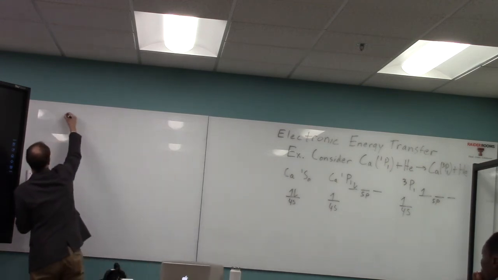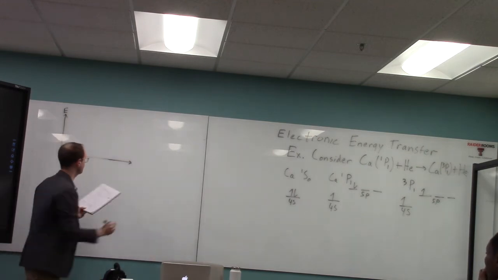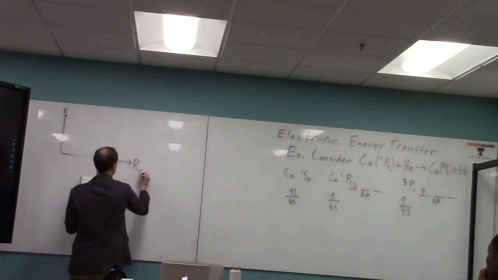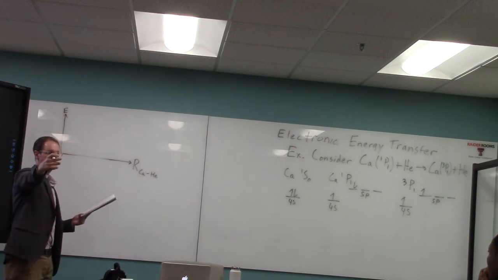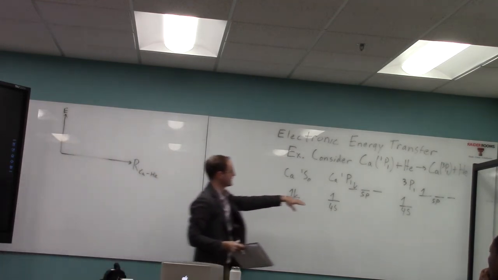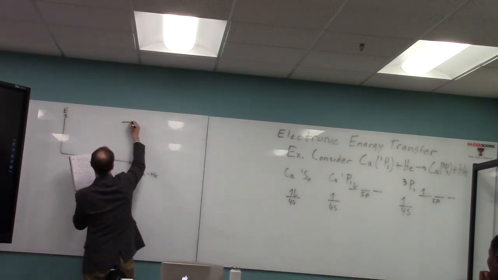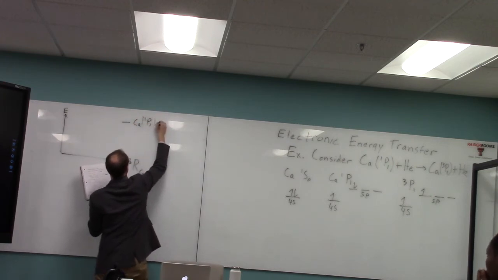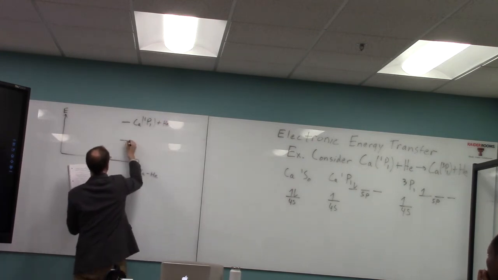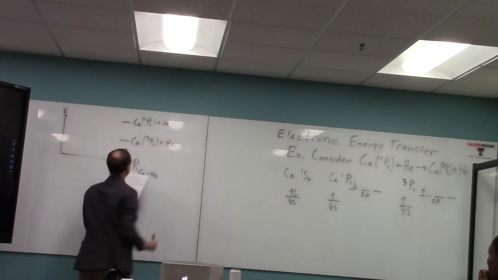Okay, so what if we draw, or sketch, the energy versus the distance between the calcium and the helium atom? So we can call that R calcium helium. Right, so at very large distances, you're going to have some separation. That's just due to the energetic separation between the singlet state and the triplet state. So at some higher energy, you're going to have calcium in the singlet P1 state plus helium. And at some lower energy, you're going to have calcium in the triplet P1 state plus helium.